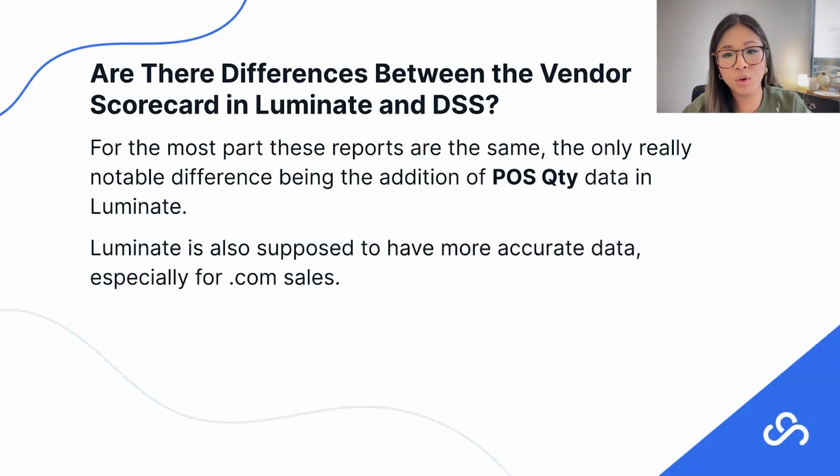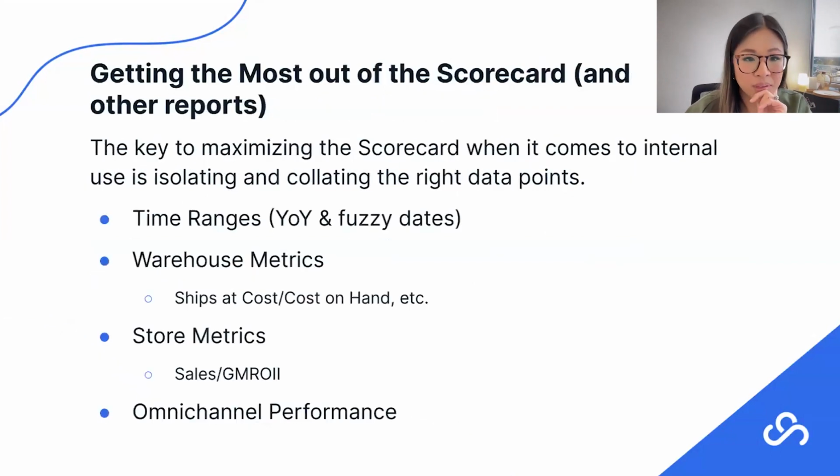The only big notable difference is the addition of the POS quantity data in Luminate. And for Walmart, Luminate is supposed to be the source of truth now, so it's supposed to have more accurate data compared to the scorecard in DSS, especially on the .com side. So I'm curious to see if that has been the experience for you guys too, and if so, is this a fair assessment of the comparison between the two?